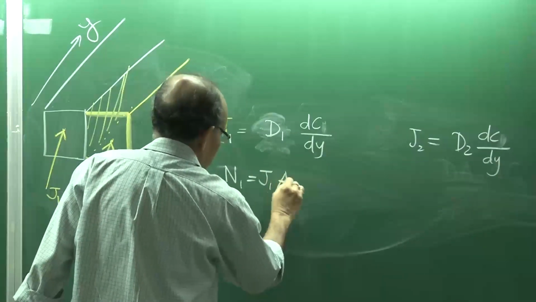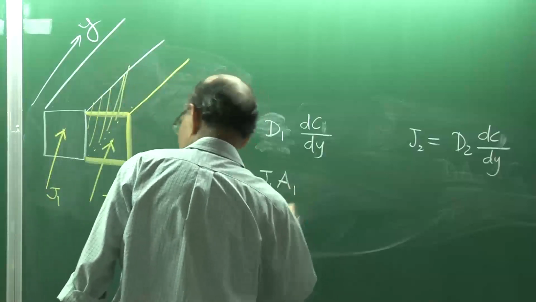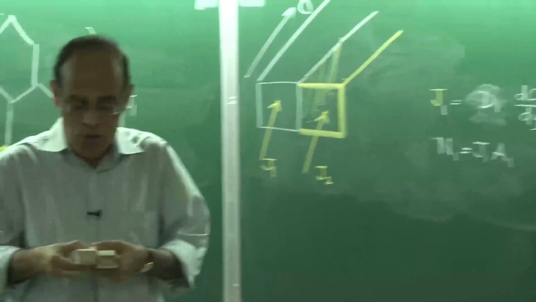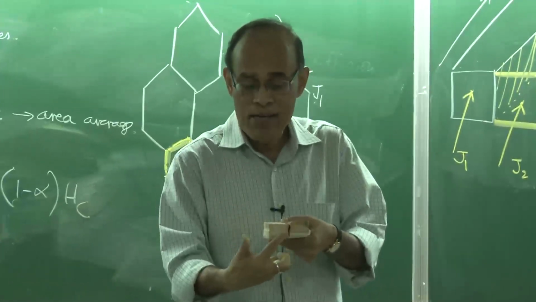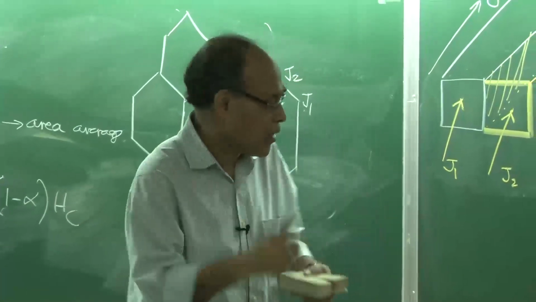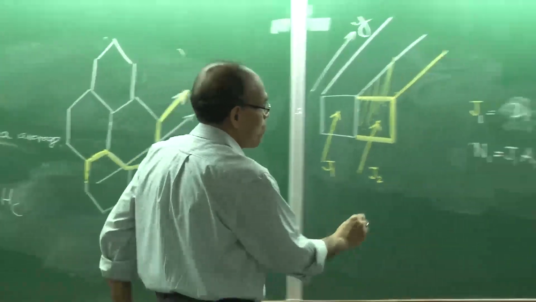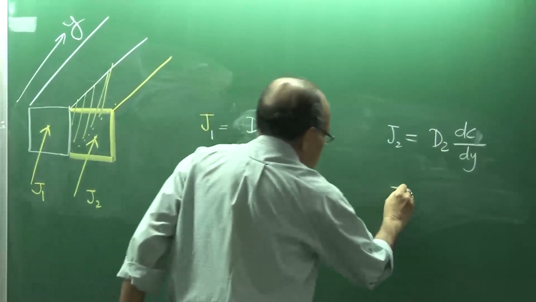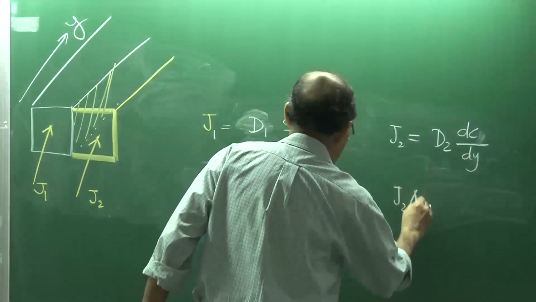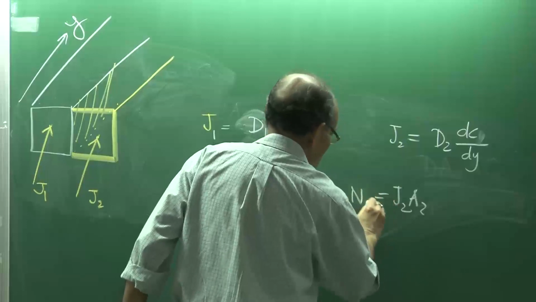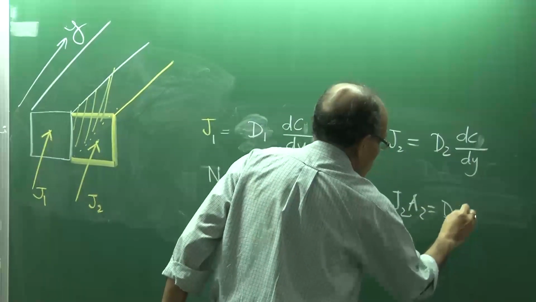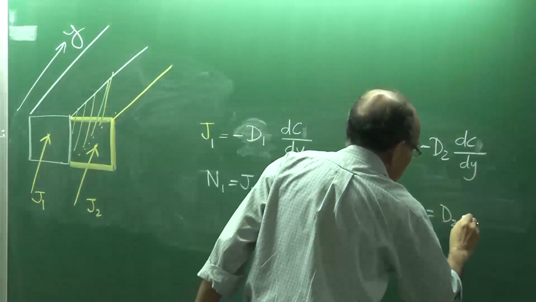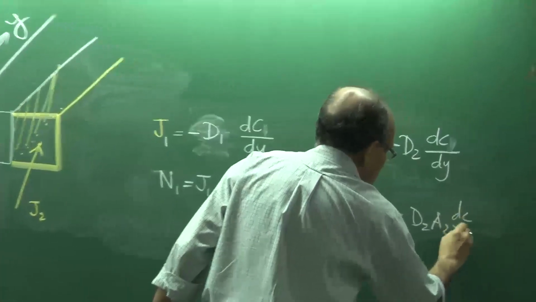Okay. So therefore, we can say that N_i is equal to J_i into A_i. I have taken these two clusters. Now I consider that this area is A1 and this area is A2. That's what it is. And this is J2 into A2 is equal to N2, and this is equal to D2 into A2, with the same concentration gradient.